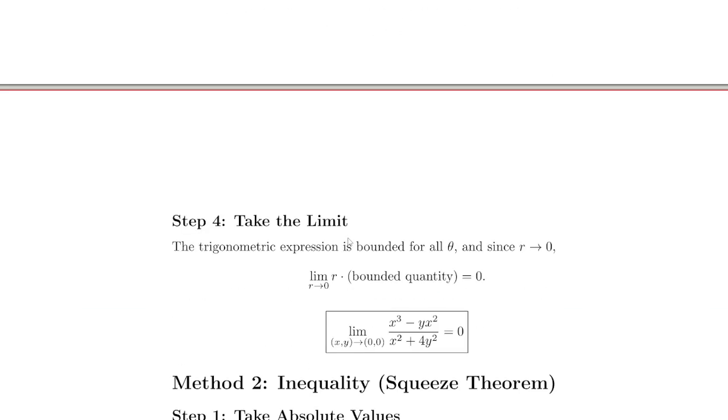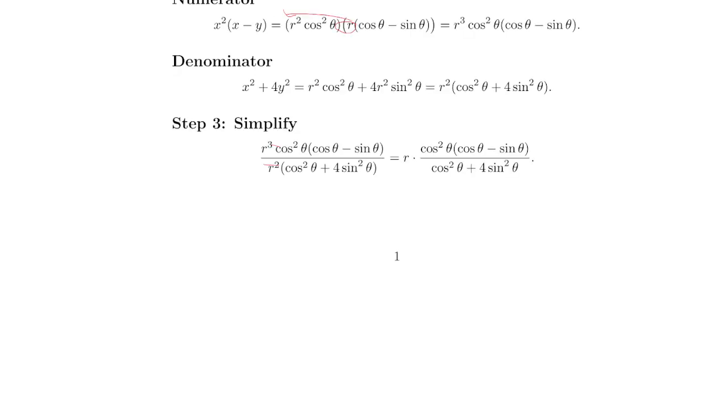Now we can just take the limit. I should write this out. The limit as r approaches 0 from the right of r times cosine squared times (cosine minus sine) over (cosine squared plus 4 sine squared).